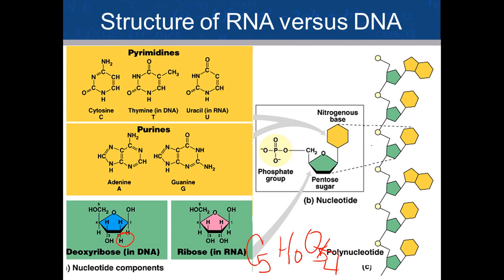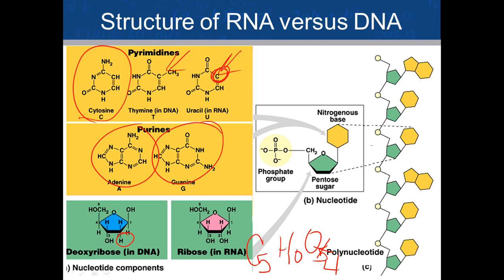Okay? Now, it turns out that DNA and RNA use adenine. They use guanine, which are both purines. They use cytosine. However, DNA uses thymine, but RNA uses uracil. And you can see the only difference is that uracil is missing a methyl group right there, but they're very similar. They're both pyrimidines.